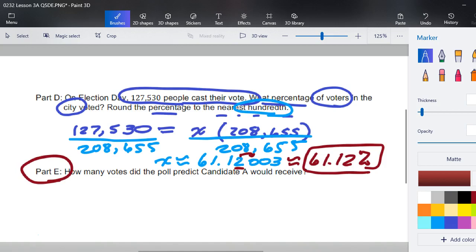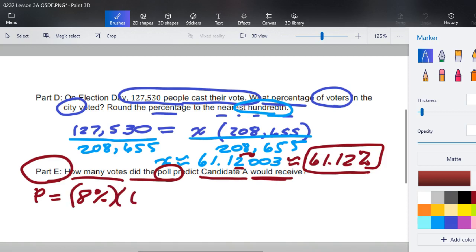And then a great question says, well, then how many votes did the poll predict that candidate A would receive? Because we looked at a sample. We found out something from the sample, and the sample said 8%. The sample said our new part, the new part being those that would vote for candidate A according to our sample, said 8% of the people who voted would vote for candidate A.